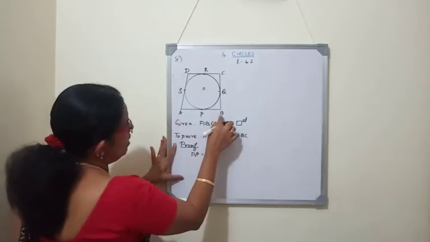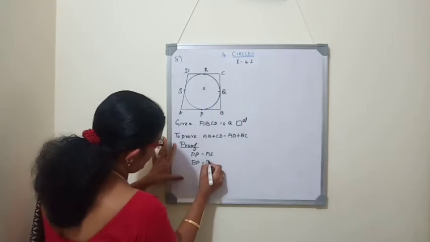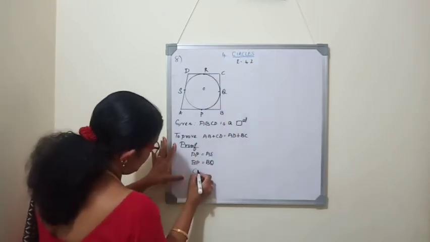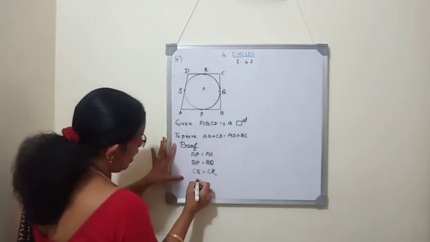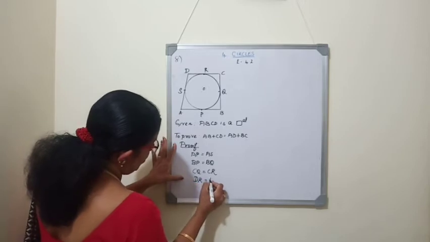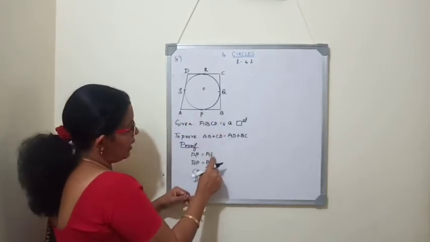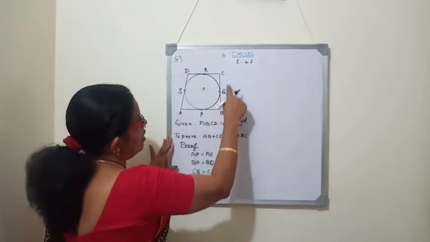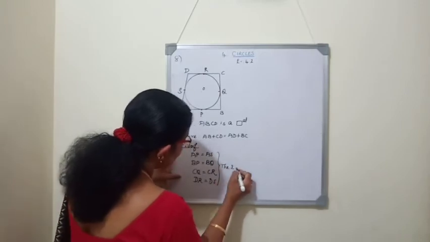Next we will write BP is equal to BQ. Then we can write CQ is equal to CR, and the last, DR equals DS. Because of theorem 2, or you can write, tangents from the external points A, B, C and D. This is all by theorem 2.